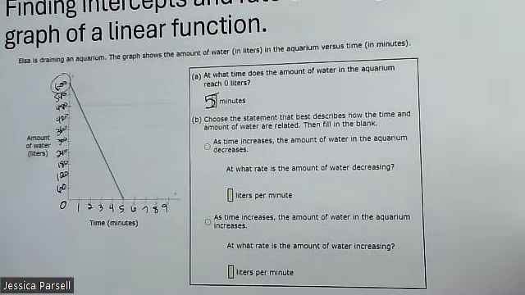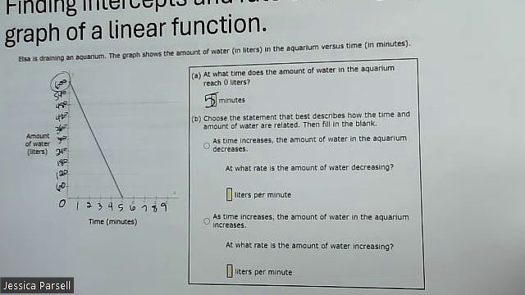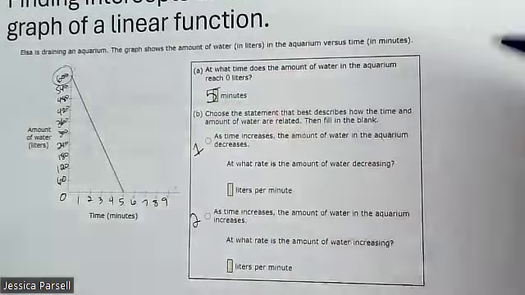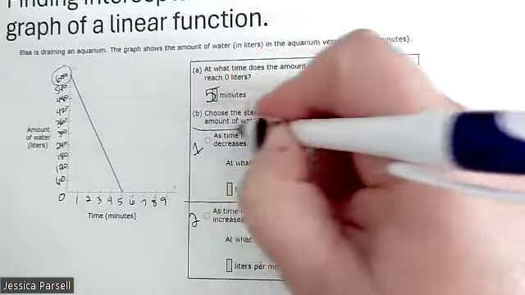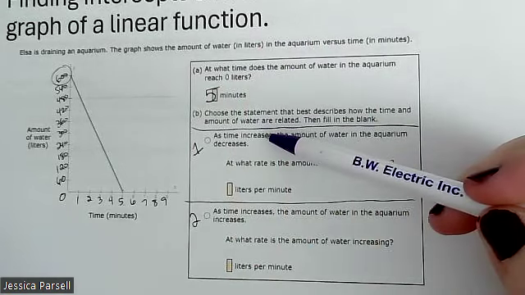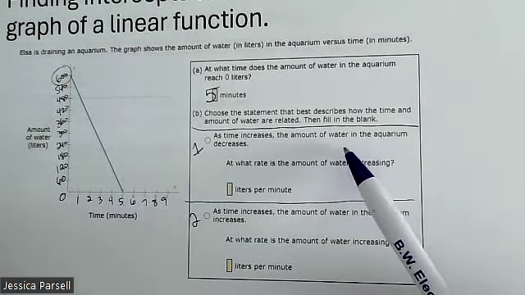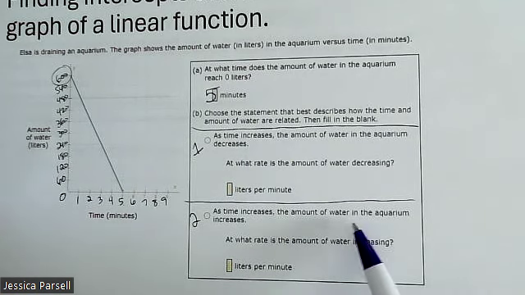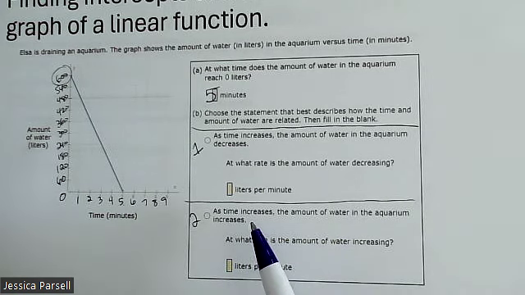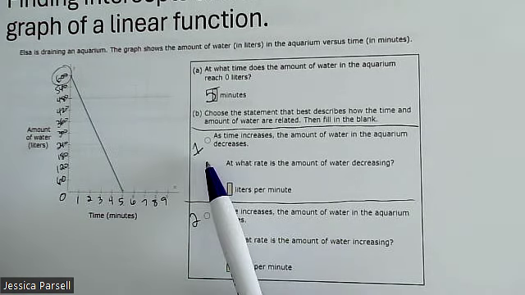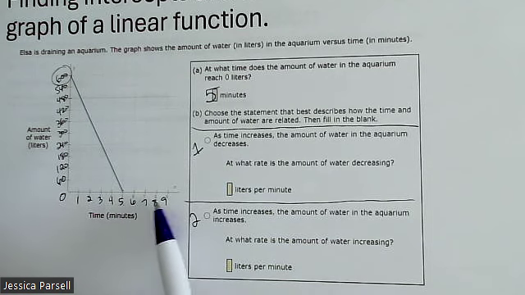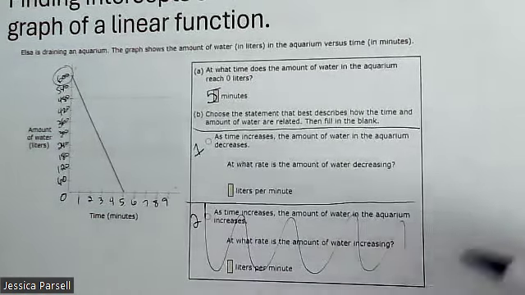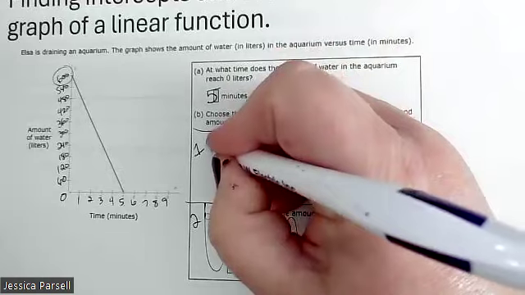Choose the statement that best describes how the time and amount of water are related, then fill in the blank. All right, so we have two options. Option 1: as the time increases, the amount of water in the aquarium decreases. Option 2: as the time increases, the amount of water in the aquarium also increases. So hopefully you're thinking it's option 1, right? As the time increases, the amount of water is not increasing, it's decreasing. So we're going to stray away from option 2, and we're going to choose option 1.